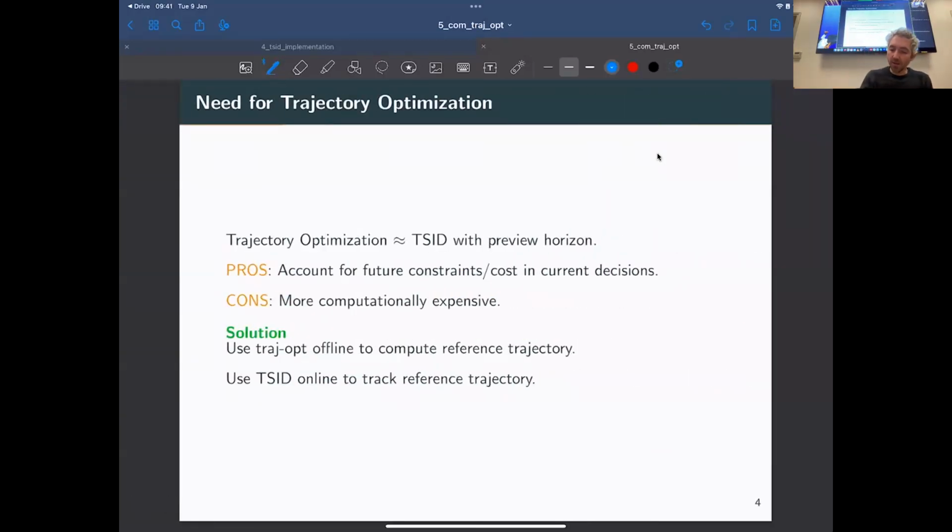So a good compromise solution, which is the one we're going to adopt in this course, is to use trajectory optimization for planning a reference motion. And then we're going to use TSID for tracking that reference motion. Because in this way, we use trajectory optimization offline, so we don't care if it takes a long time, because we just have to do it once and not while the robot is controlled. And then we can use TSID online, which is very fast, to track that reference motion. So we use each tool in a domain where it shines.